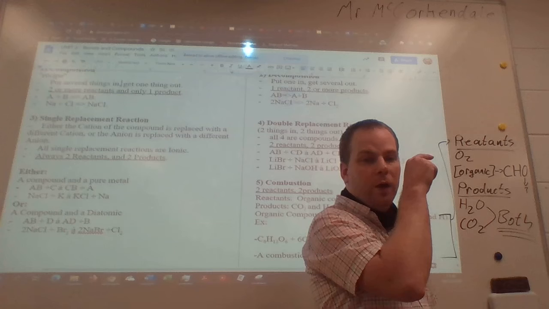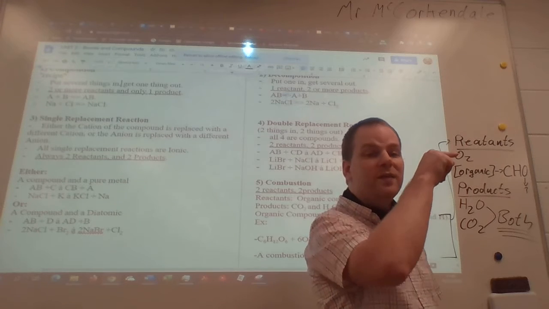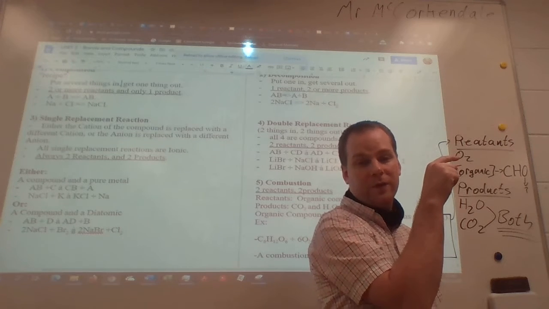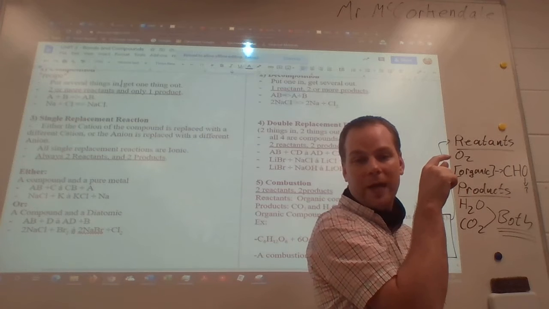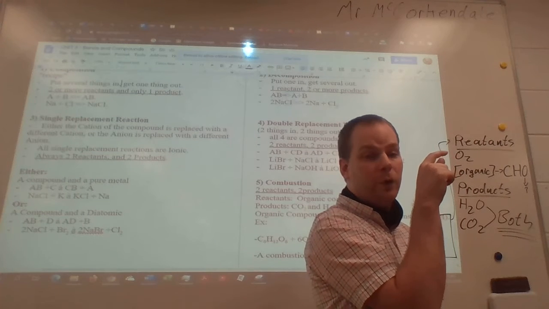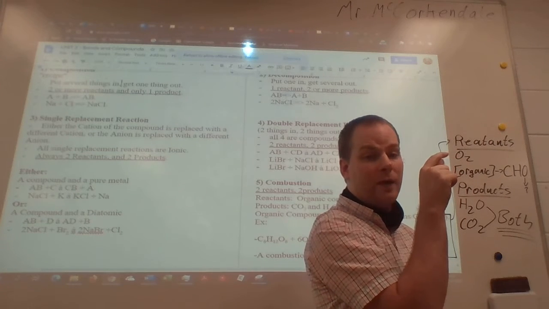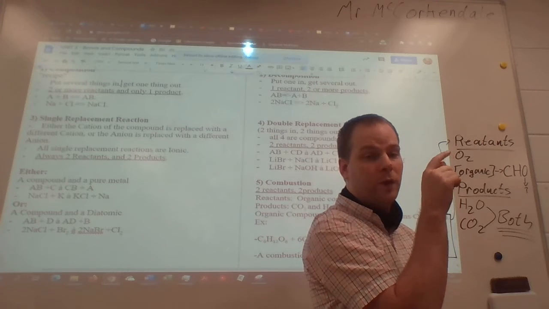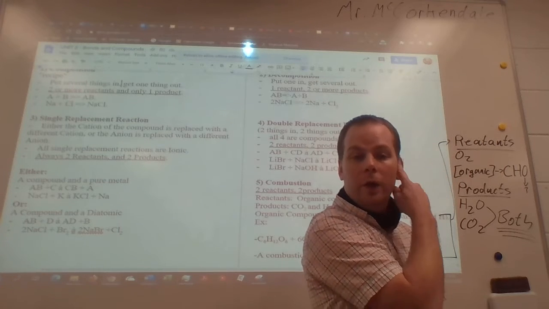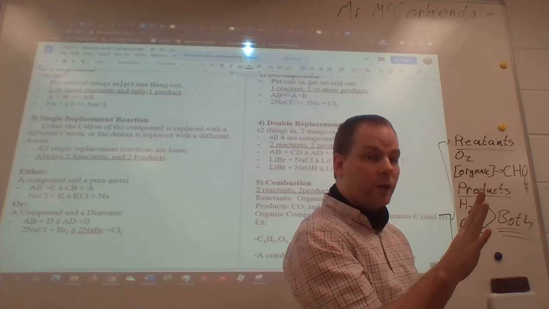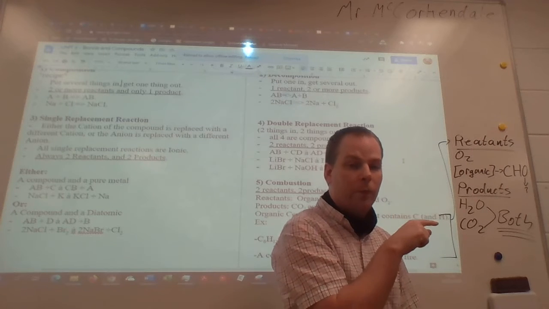But O2 is not always going to be present, or not everything that has O2 as a reactant is going to be combustion. Single replacement reactions will frequently have O2 as a reactant as well. So what I recommend is not looking at the reactants, but looking at the products.